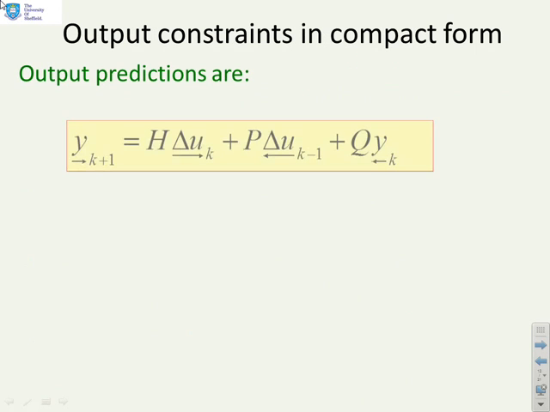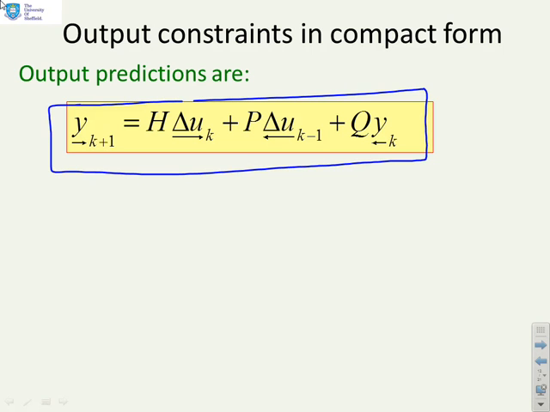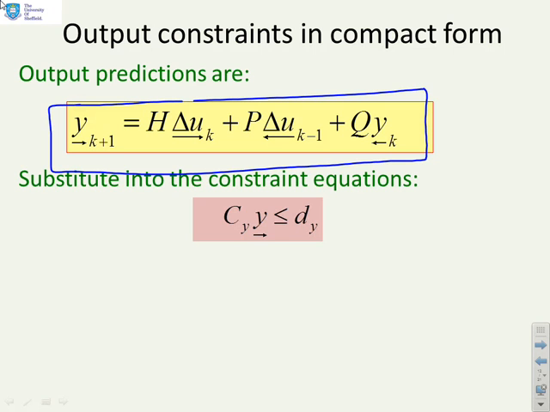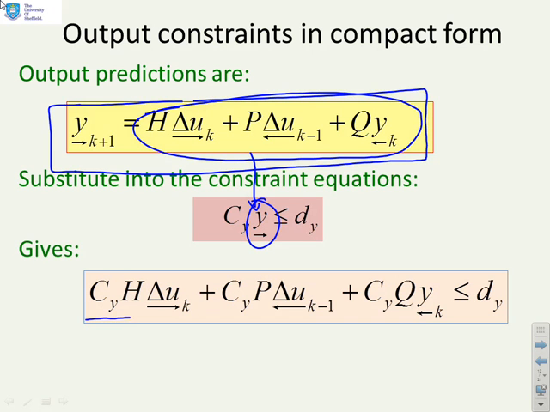Next, what I do is I say I happen to know my output predictions are given by this expression here. Now that was covered obviously in the earlier chapters, so I can substitute that directly into this expression here. So what I'm going to do is take this bit here and substitute it in directly here and see what I get. And so this is what you get. You see you get C_y times H delta U future, C_y times P delta U past, C_y Q y past is less than or equal to d_y. So again, a nice compact expression, and the key thing is my degrees of freedom are in there.